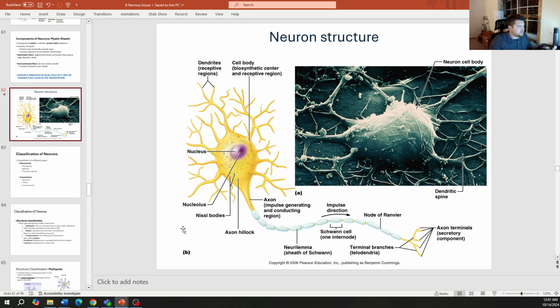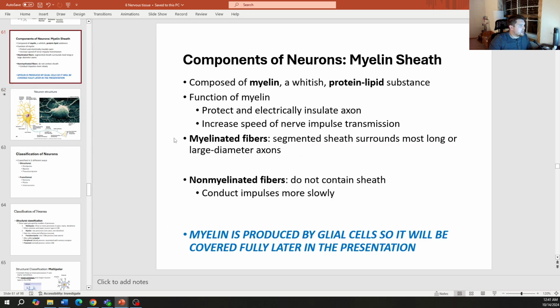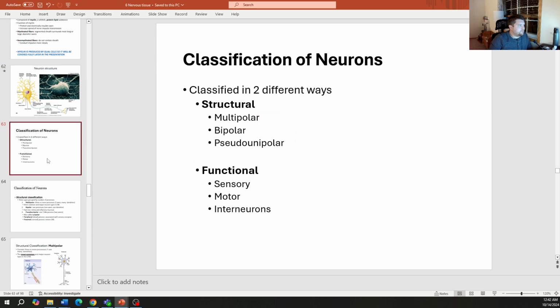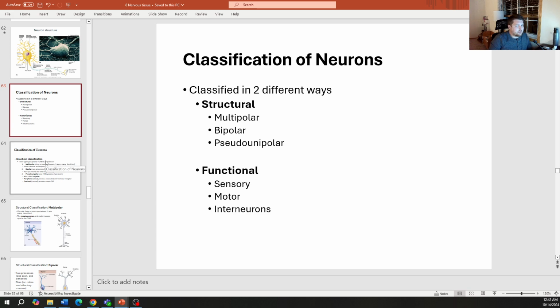Just another picture of the neuron structure. We're going to cover a lot more about the myelin sheath, where it actually is, what the little nitty-gritty components of it are, as well as how it's produced later on in this PowerPoint. Again, there's a lot of moving pieces and different components, so I just want to keep similar material together.